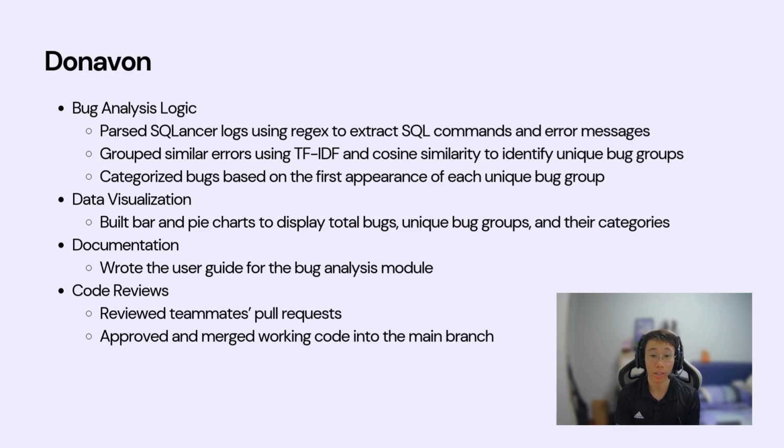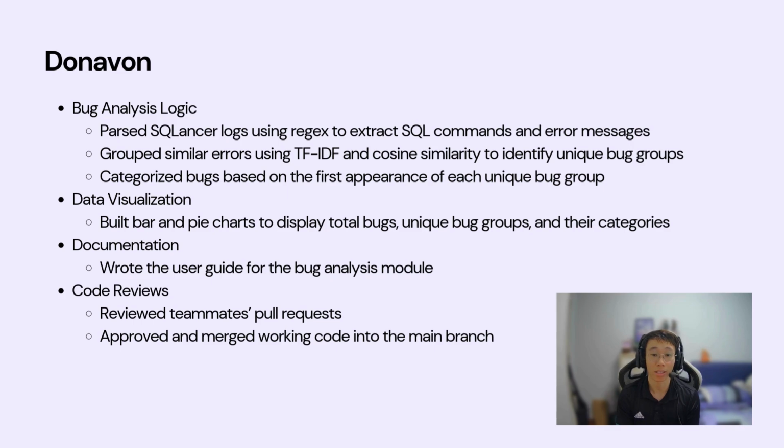I used regular expressions to extract both SQL statements and error messages from the logs, ensuring accurate parsing across multiple files. To identify unique bugs, I used TF-IDF factorization and cosine similarity, a technique that measures how similar two pieces of text are based on word patterns. These help cluster semantically similar errors even if their wording differed, giving us a more accurate count of unique issues.